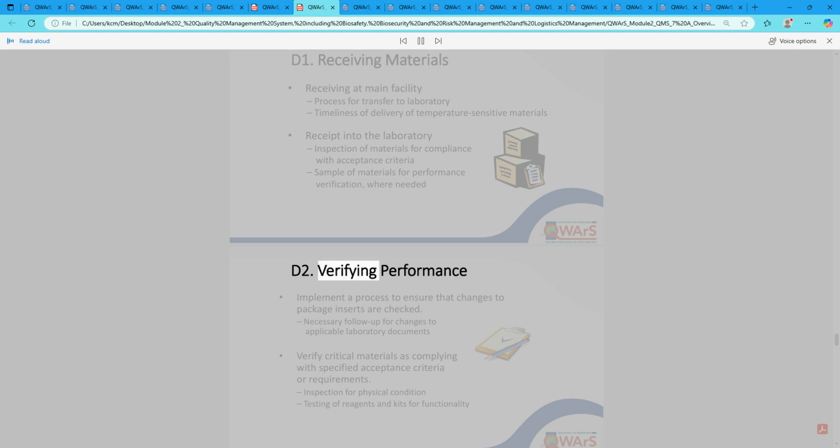D2. Verifying performance. Implement a process to ensure that changes to package inserts are checked. Necessary follow-up for changes to applicable laboratory documents. Verify critical materials as complying with specified acceptance criteria or requirements. Inspection for physical condition. Testing of reagents and kits for functionality.